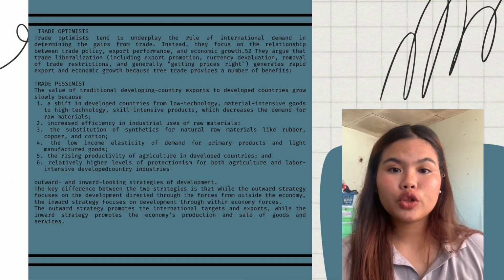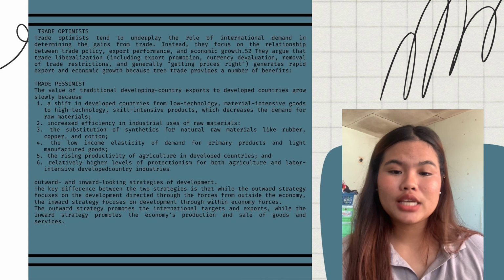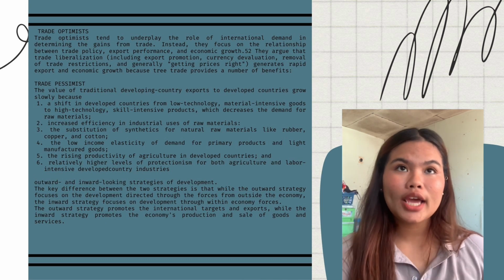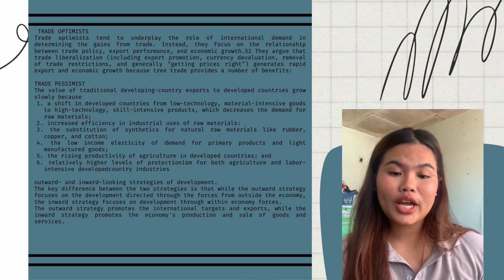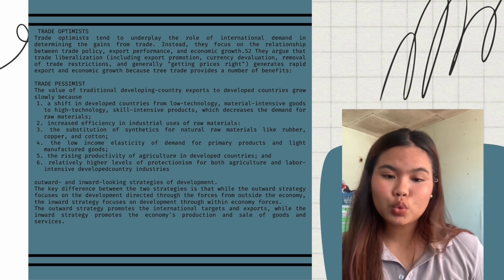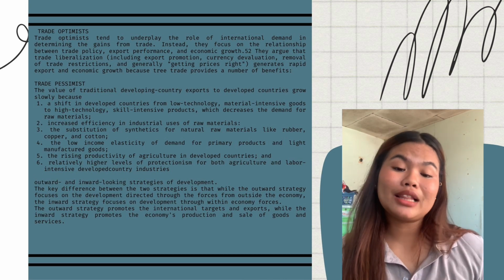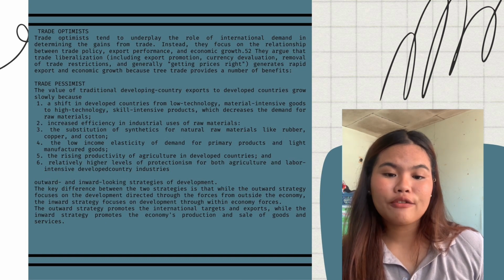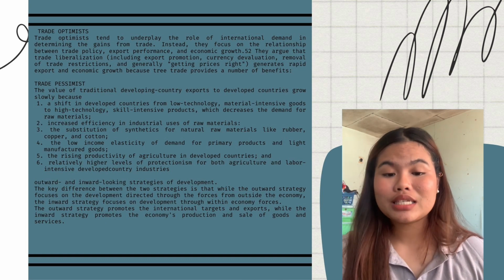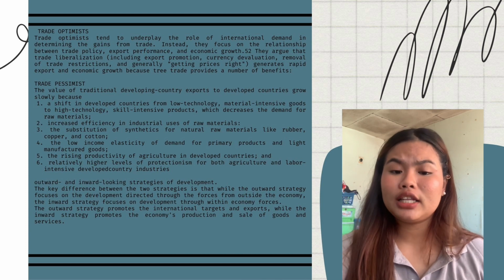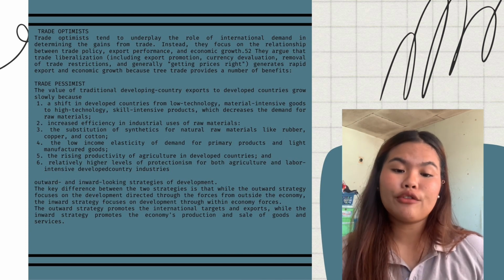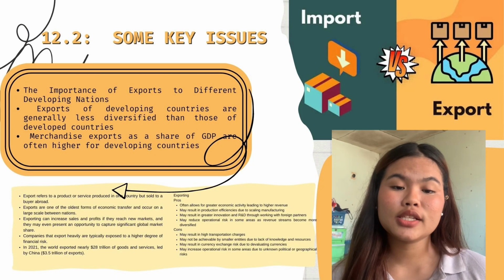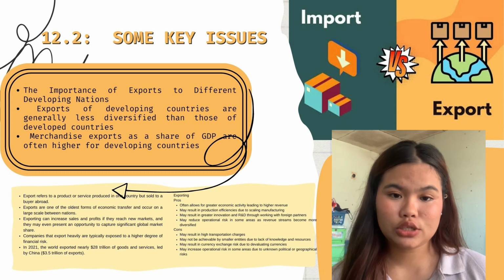You may also refer to this part of the presentation for a summary of the various positions in the ongoing debate between the trade optimists and trade pessimists, and between outward and inward looking strategies of development. Finally, we look at the trade policies of developed countries to see in what ways they directly and indirectly affect the economies of the developing world. One of the key issues is the importance of exports to different developing nations.